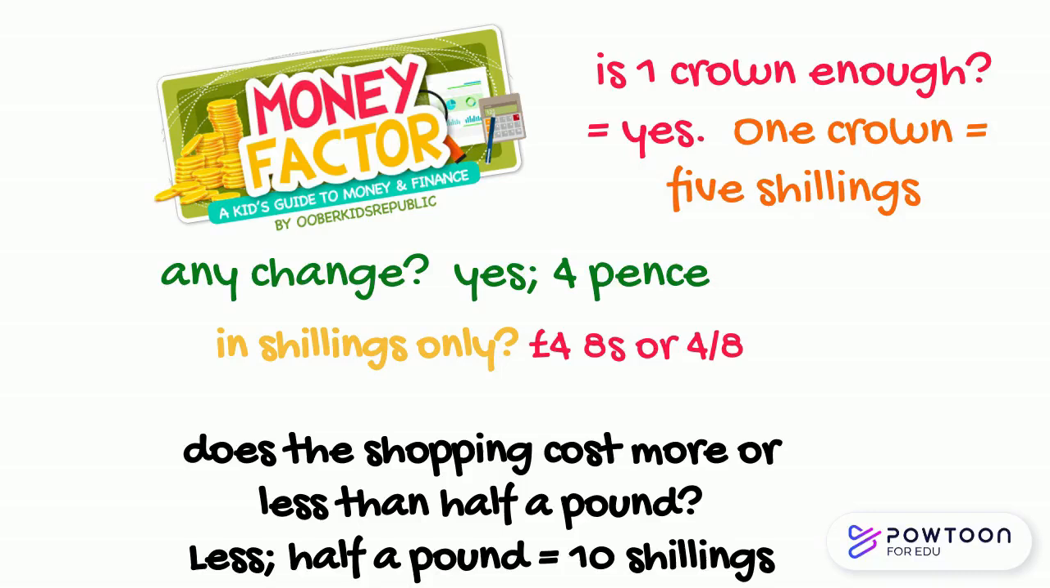Does the shopping cost more or less than half a pound? Now, if a pound is 20 shillings, half a pound is 10 shillings, and we have not paid anywhere near that. So yes, the shopping cost less than half a pound. In fact, the shopping cost only about 5 shillings and not 10 shillings. Did you get this right? If not, never mind. If so, well done.